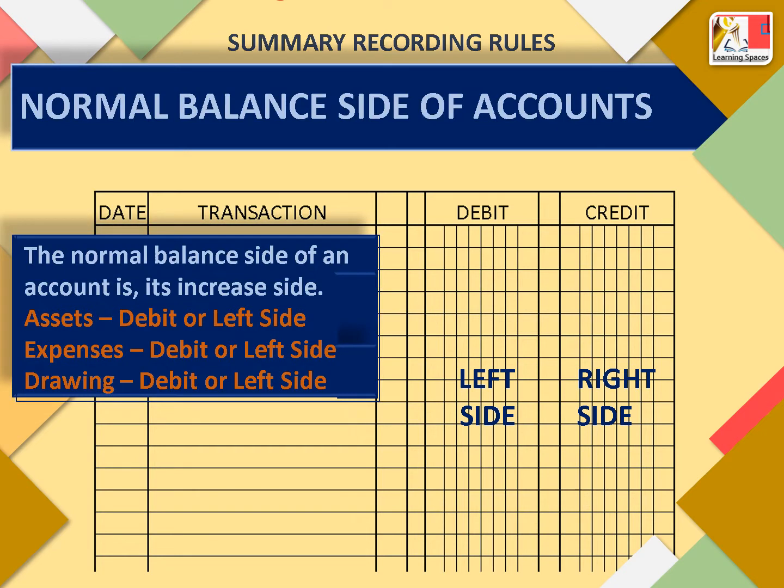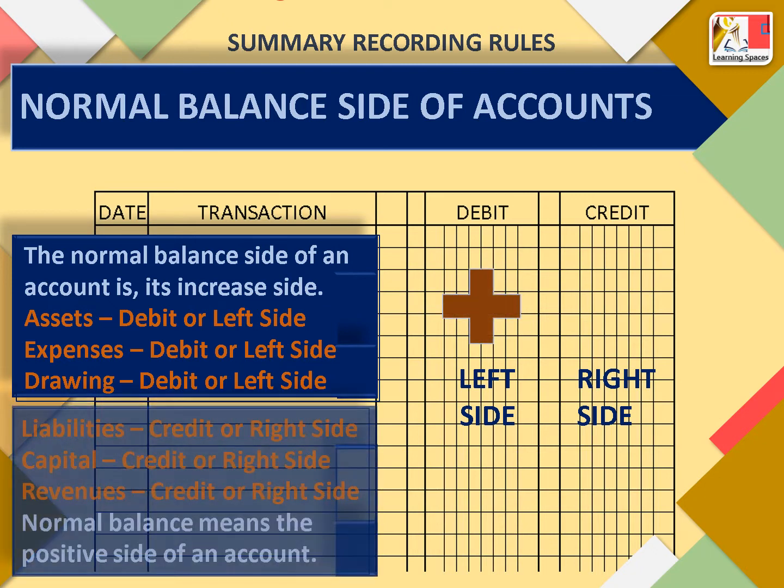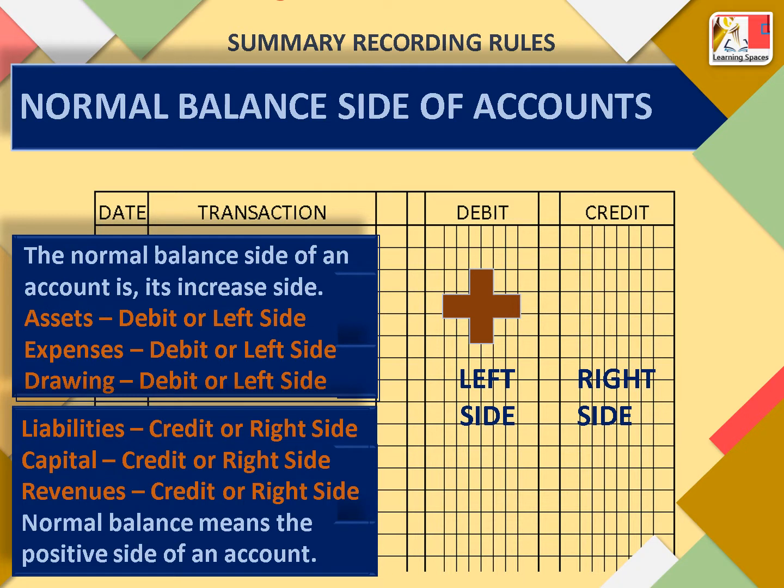Having identified the increase and decrease side of the accounts, let us also identify their normal balances side. What is a normal balance side? Well, it is simply the positive side, or the increase side of an account. Therefore, the normal balance side of assets, expenses, and drawings is the left side or debit side, and the normal balance side of liabilities, capital, and revenues is the right side or credit side.